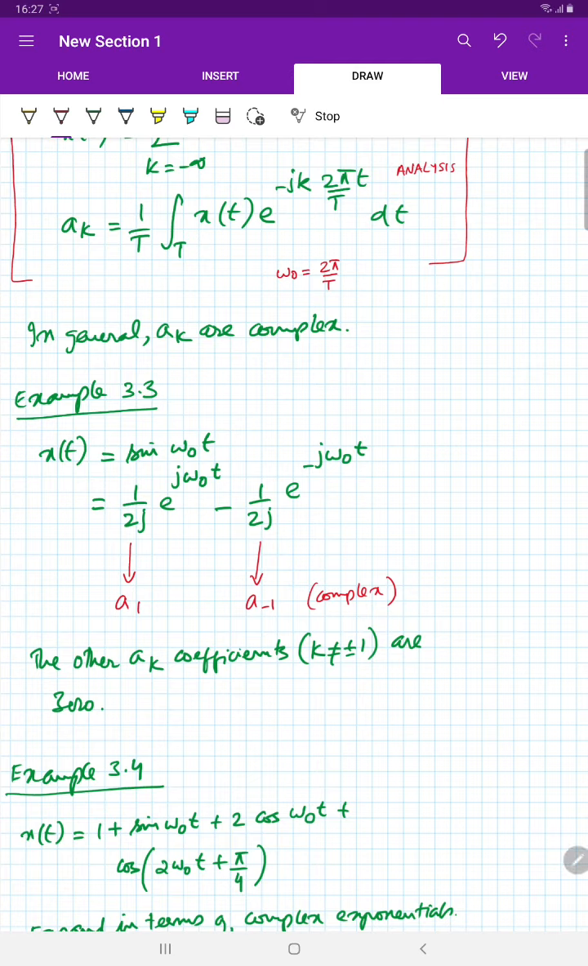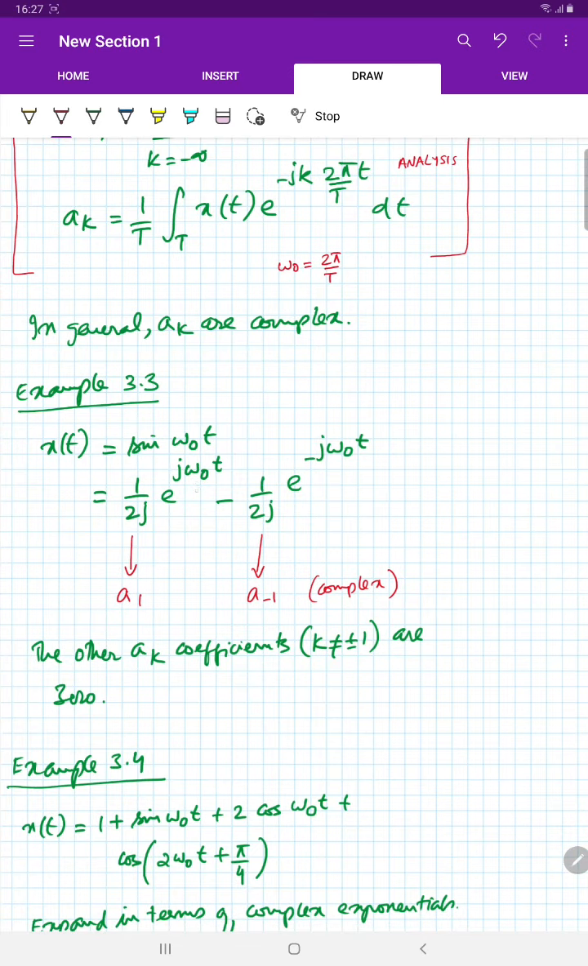So we expand the sine omega naught t using the Euler relationship, and from this, these form our first harmonic component, because basically a sinusoid has only one harmonic component. There is only a single harmonic which makes up sine omega naught t. So essentially there is only one harmonic here, and these are the AKs. Okay, so this is A1 and this is A minus 1.